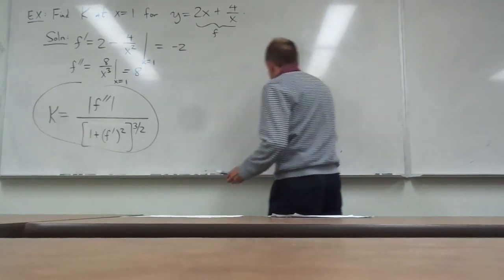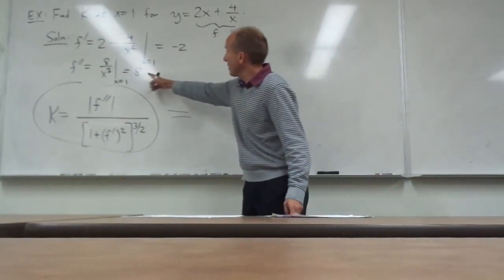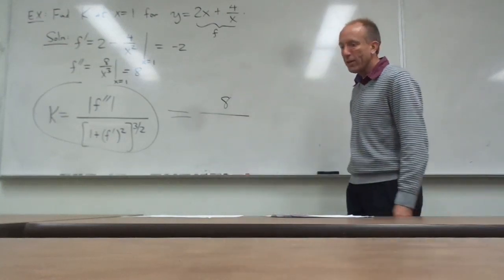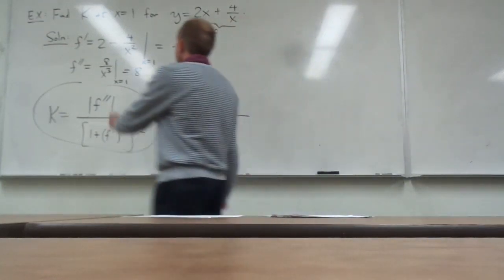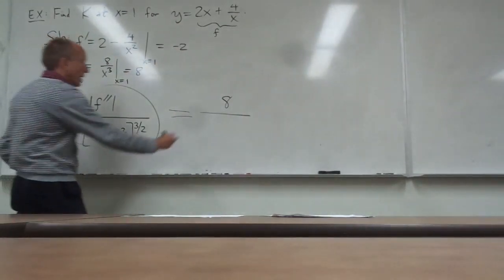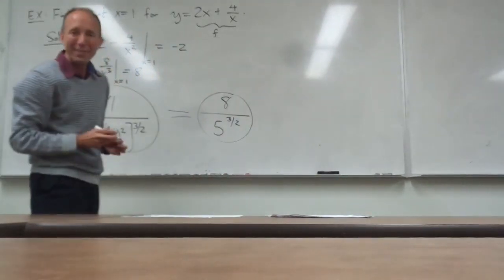We're doing this at x equals 1. I take the second derivative, which was 8, and put it on top. On the bottom, I take f prime and square it, so negative 2 squared is 4. Add 1 to that, and I get 5 to the 3/2 power. There's the answer.